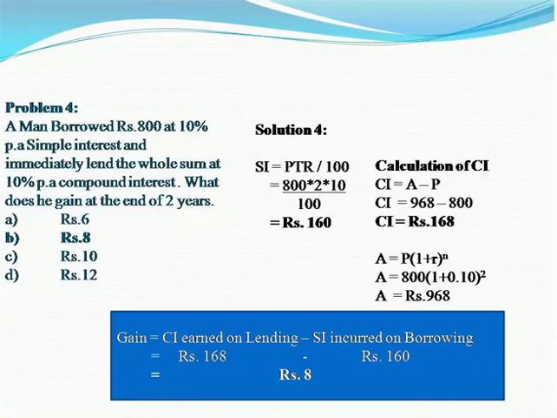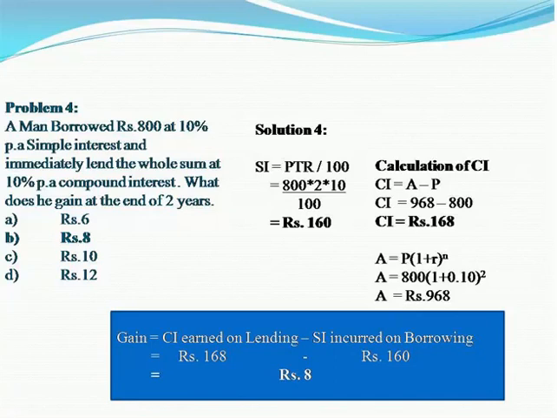So here what is happening is a man is borrowing 800 at a simple interest, but he is lending 800 at compound interest. So the time period is 2 years and the rate of interest under both simple interest and compound interest is 10%. So what is the gain made by the man? That has to be calculated in this problem.